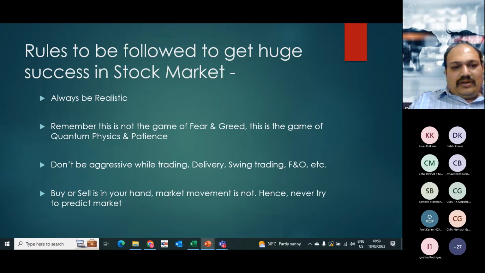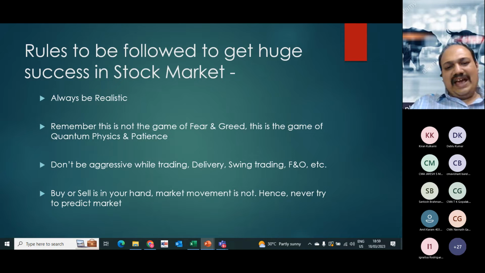Okay. Number 2 is, remember this is not the game of fear and greed. सब लोग बोलते हैं कि this is the game of fear and greed, but actually in real sense this is the game of quantum physics and patience. एक बार आपने क्वांटम फिजिक्स को थोड़ा सा अंडरस्टैंड कर लिया, you will come to know my point. This is not the game of fear and greed. This is the game of quantum physics.